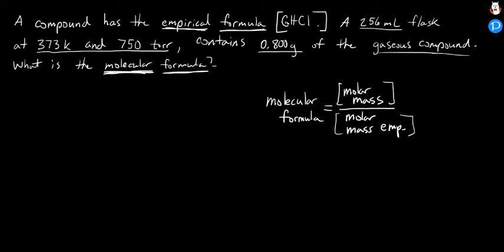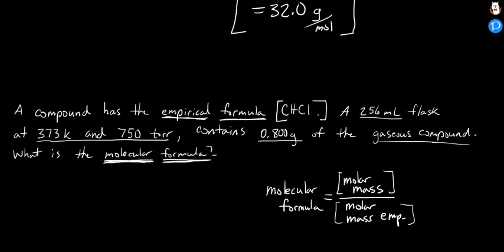All I have to do is take 1 carbon added with 1 hydrogen added with 1 chlorine, and that will give me the molar mass of the empirical formula. But how am I going to figure out the molar mass of the molecular compound, right? How am I going to figure out that?